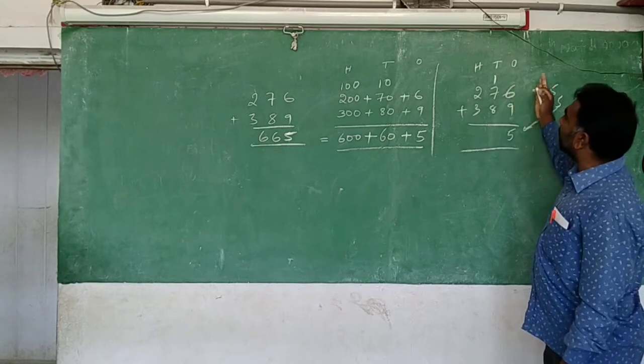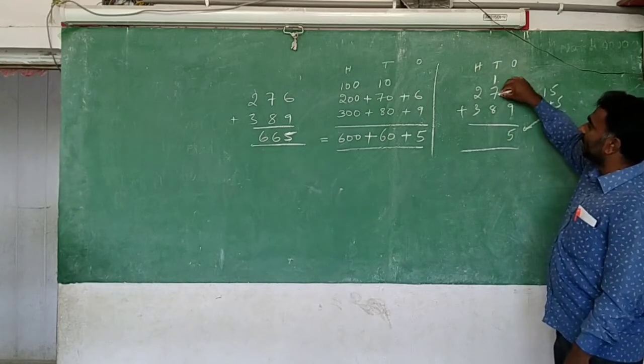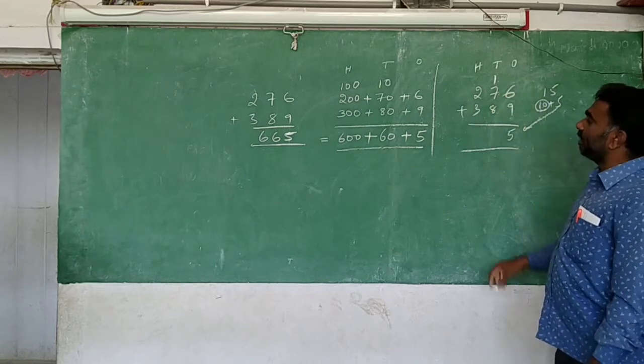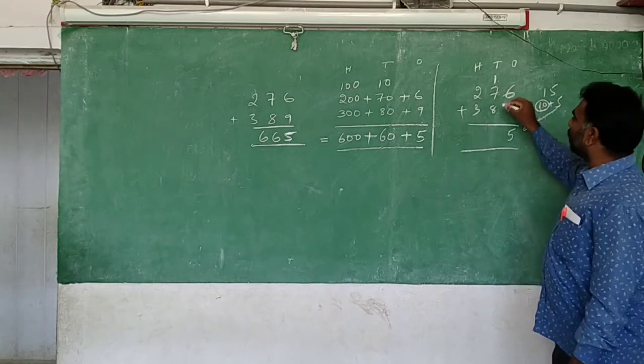One extra place we are carrying there. Okay, now we will add the tens. 1 plus 7, 8. 8 plus 8, 16. So 16 means again what you will do here?